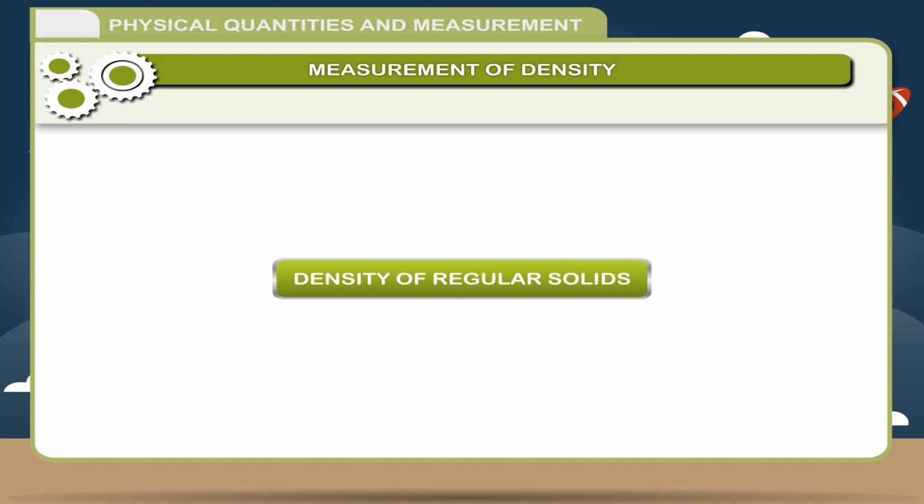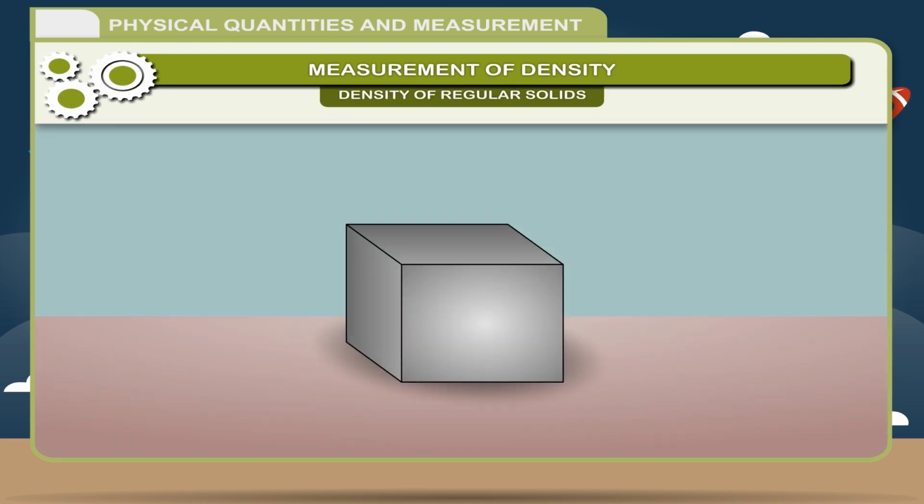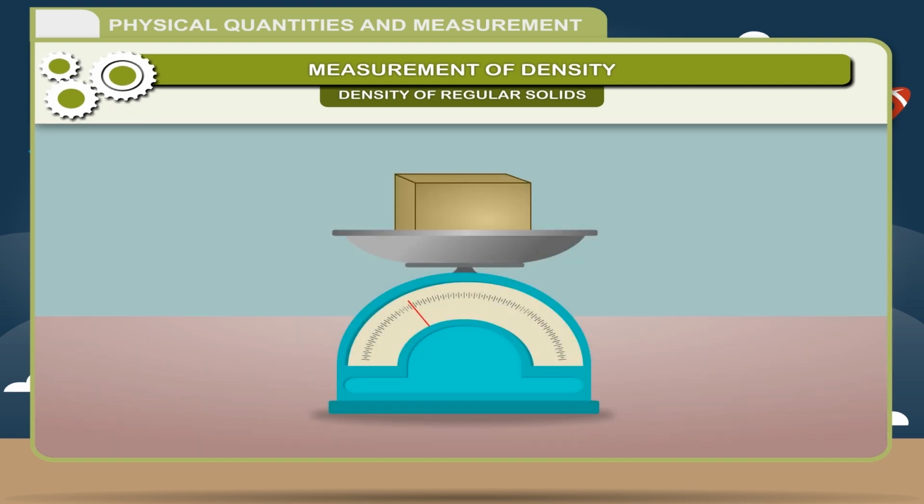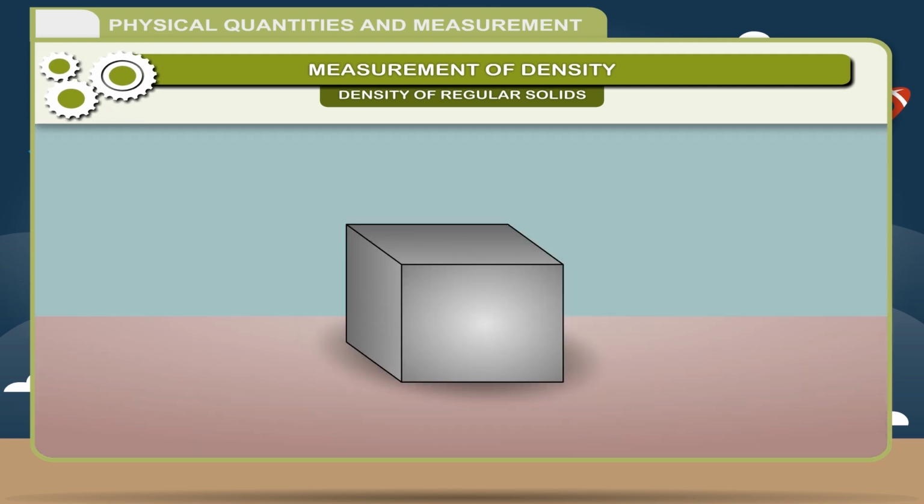Density of regular solids. The density of a solid can be measured by finding its mass and volume. The mass m of a substance is obtained by weighing it with the help of a beam balance or physical balance, and volume V of the object of regular shape is calculated from its dimensions. Thus, knowing the mass and the volume of a substance, we can calculate its density by using the formula ρ is equal to m divided by V.